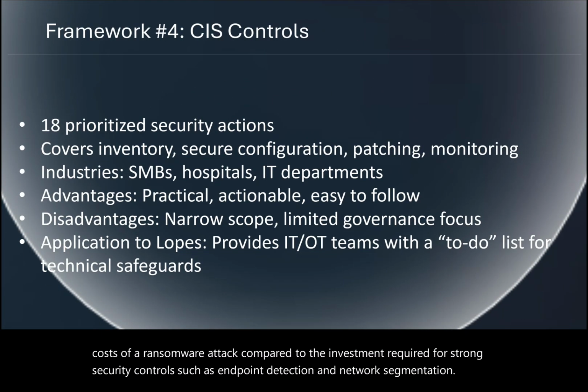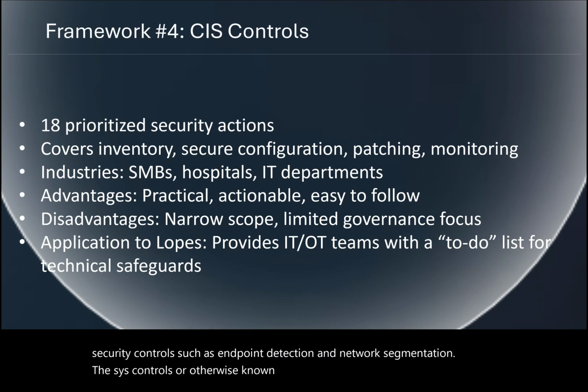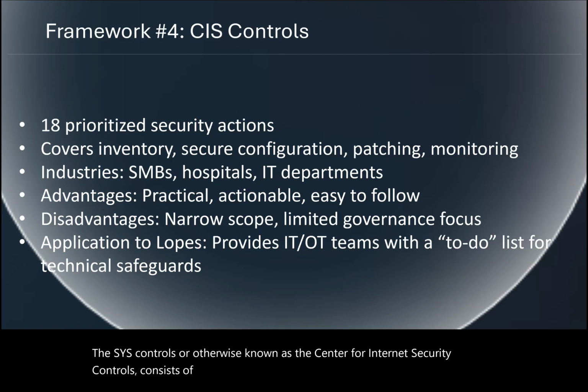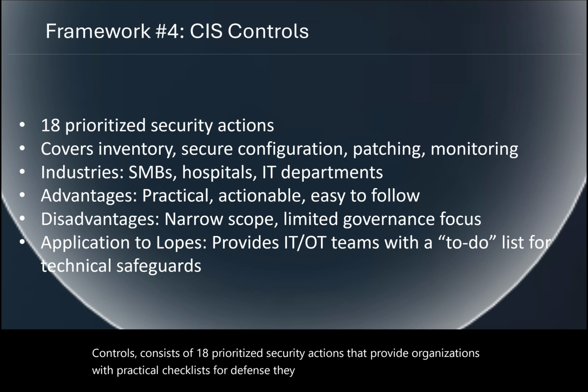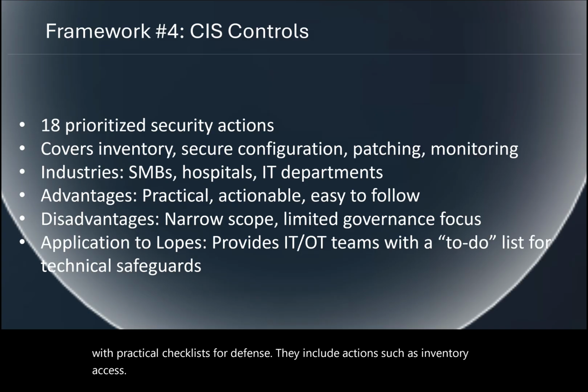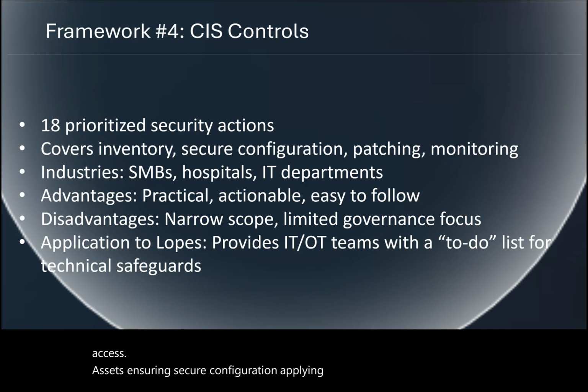The CIS controls, otherwise known as the Center for Internet Security Controls, consist of 18 prioritized security actions that provide organizations with a practical checklist for defense. They include actions such as inventorying assets, ensuring secure configuration, applying patches, and monitoring logs.